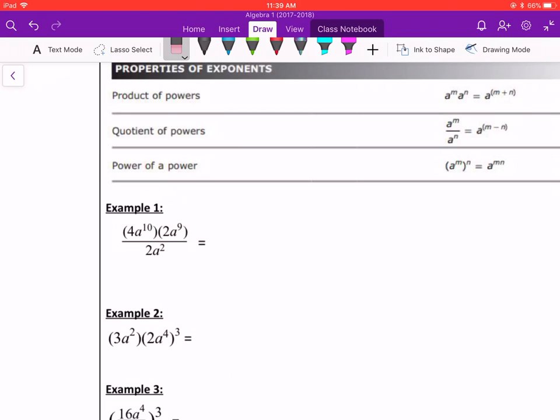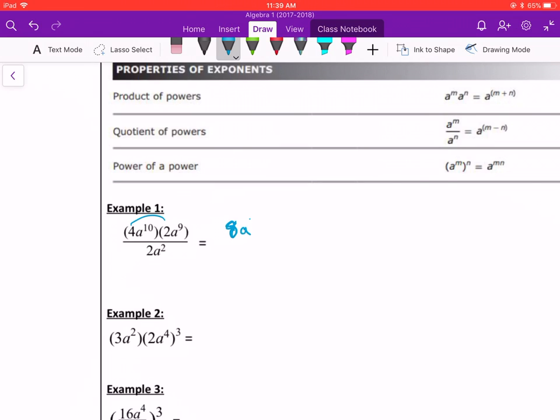Let's start with multiplying first. You multiply the numbers like normal, 4 times 2, which is 8. Your a stays the same, but you add the exponents. So 10 and 9, if I multiply them, means you're adding the little numbers, those exponents. 10 plus 9 is 19. All of that is still being divided by 2a squared.